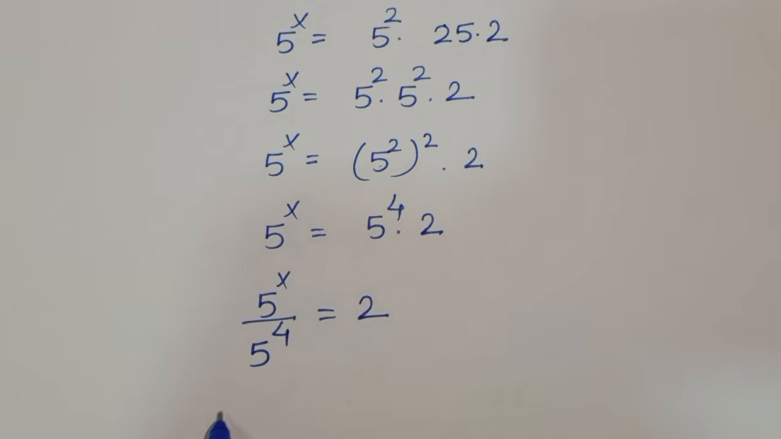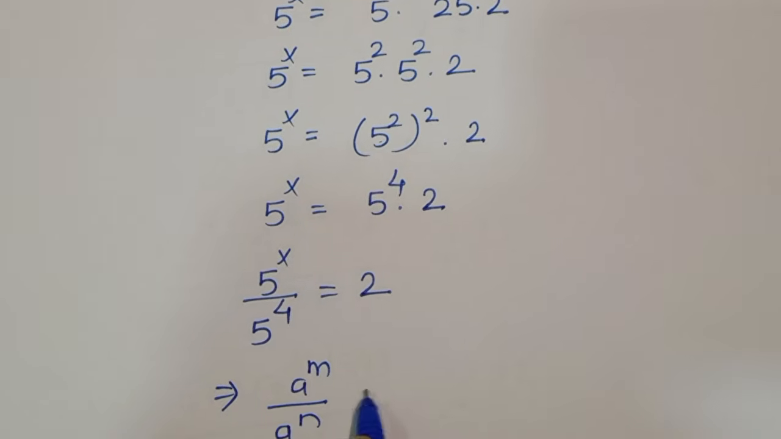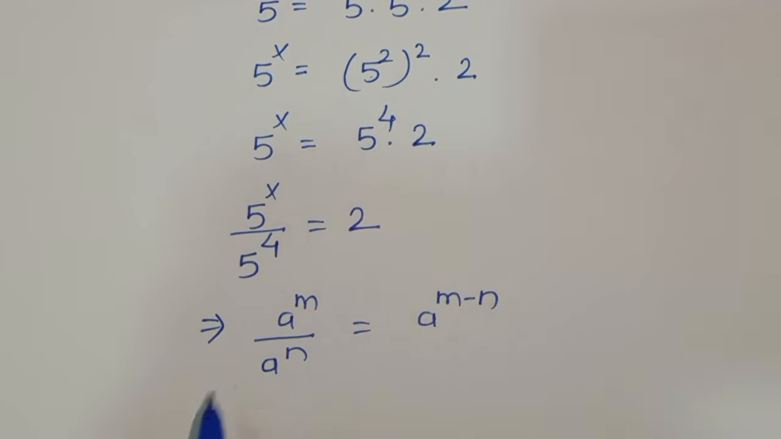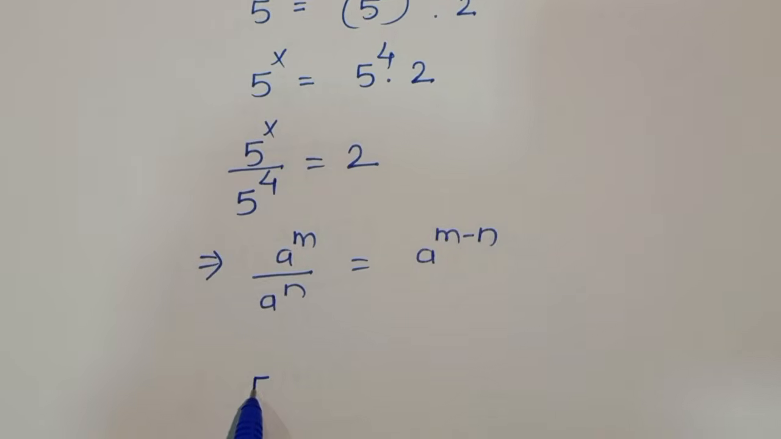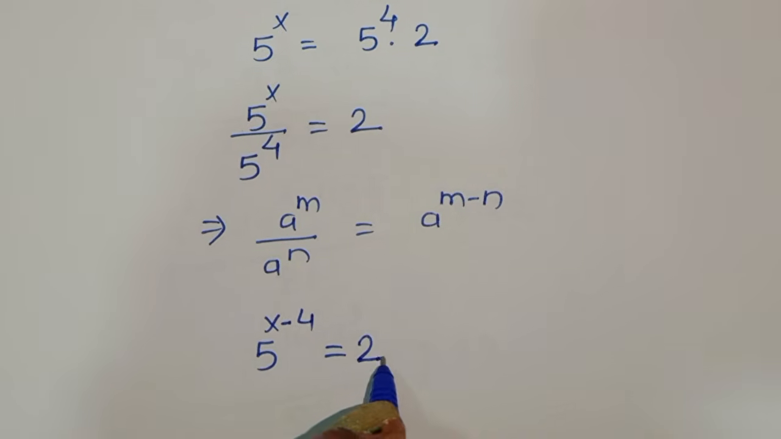Now we are using a formula: if a power m divided by a power n is given, the value will be a power m minus n. This is the formula. So using this formula it will become 5 power x minus 4 is equal to 2, right?